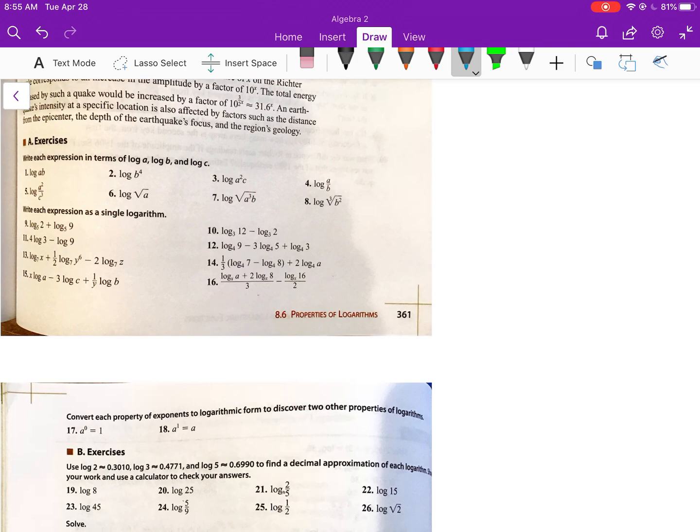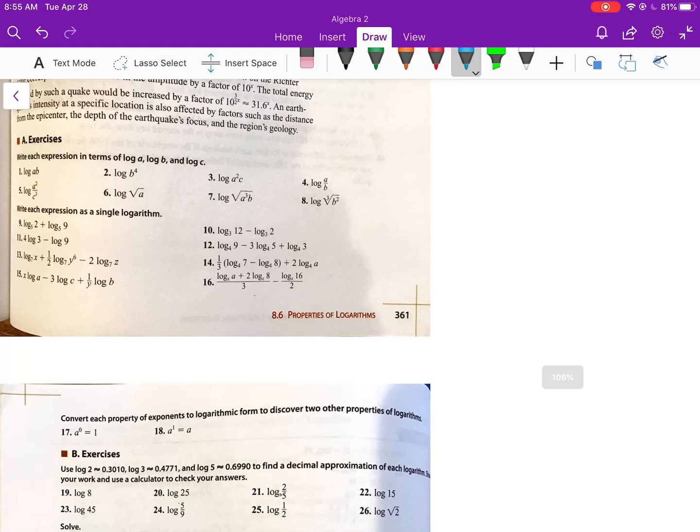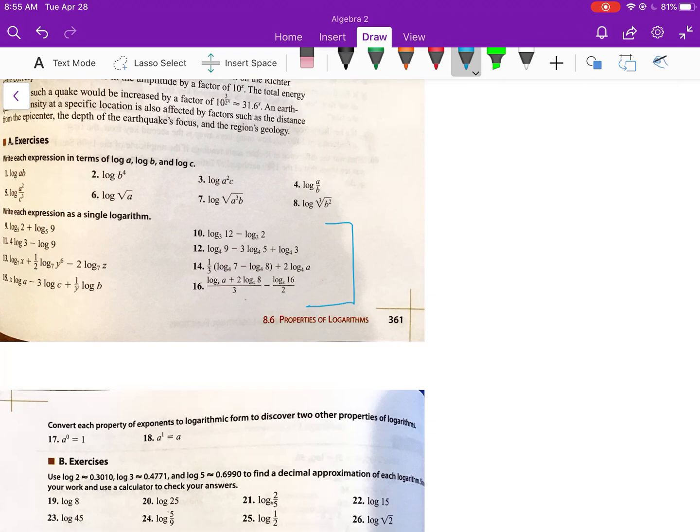So 1 through 7, you're supposed to do the odds. These are really just the reverse of what you need to do on the ones that had examples, 9 through 15. Actually what we do is we call this expanding. So we're expanding the logarithms using the rules of logarithms, and this is condensing. They're just reverses of each other. One's going one direction, one's going the other.